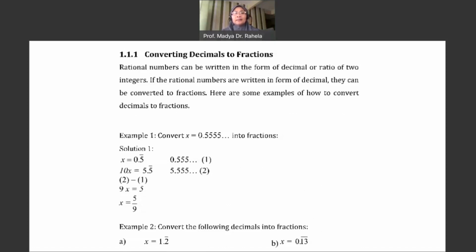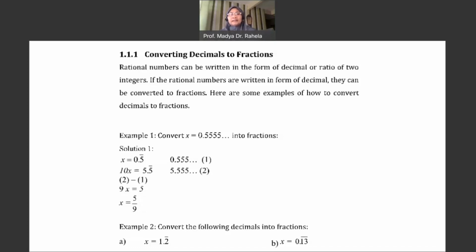Now it becomes equation 1. For equation 1, we multiply both sides, left and right, by 10. So the left is 10x, and the right is multiplied by 10. So we move the decimal one place to the right, and it becomes 5.5 bar.